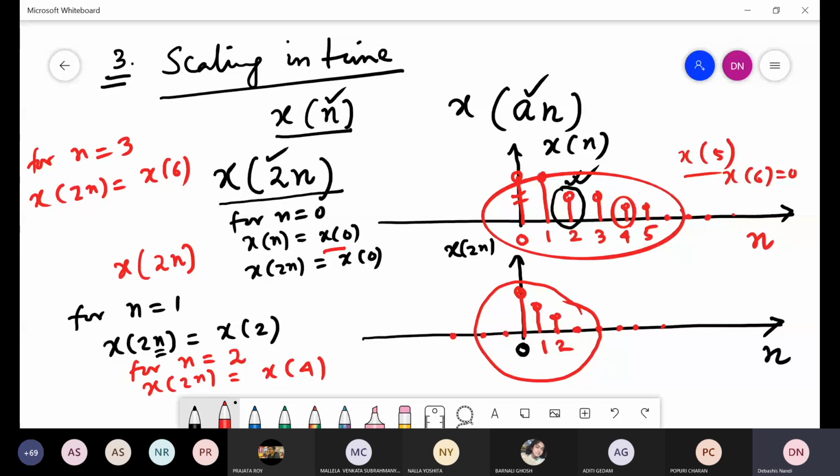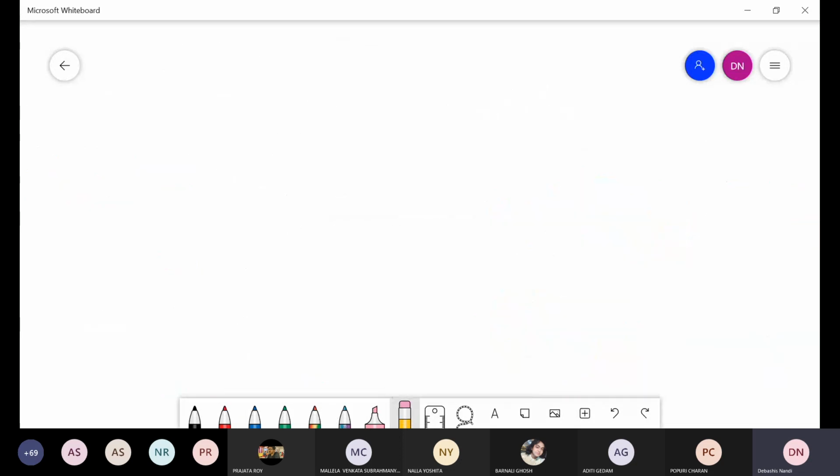Okay, that is it for today, up to this much. I will discuss the manipulations or operations on the amplitude part of the discrete time signal in the next class. Thank you.